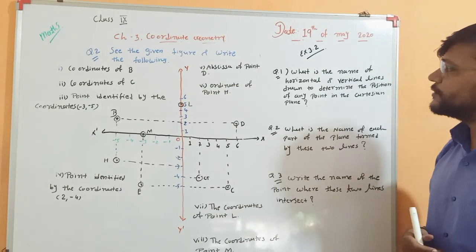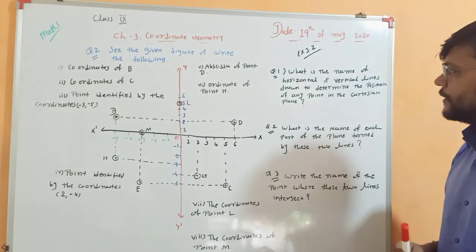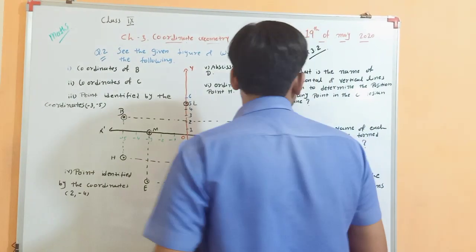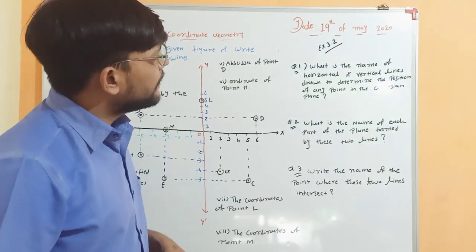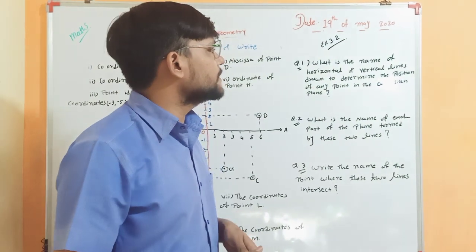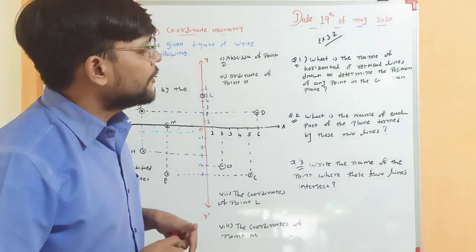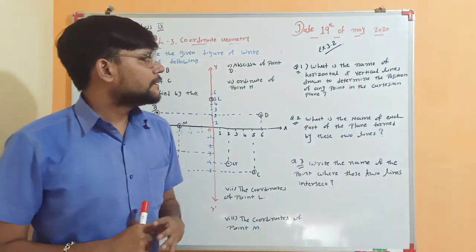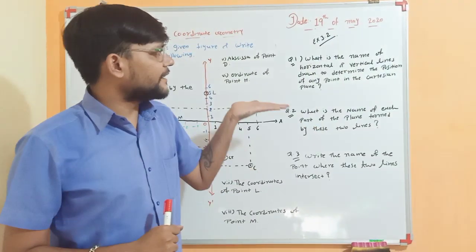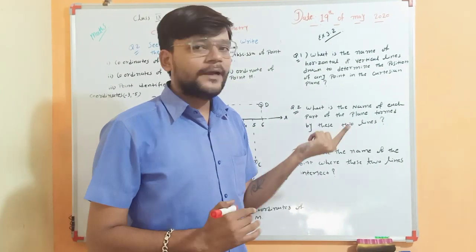Now friends, we are going to solve exercise 3.2. It contains two questions. First question is answer the following, and the questions are mentioned here. First question is, what is the name of the horizontal and vertical lines drawn to determine the position of any point in the Cartesian plane? That means you have to identify the name of the horizontal line and vertical line.